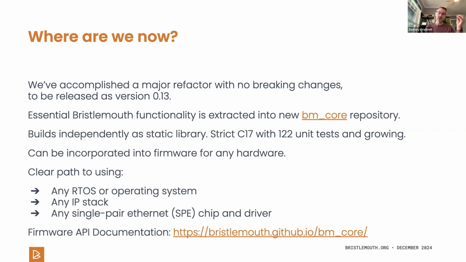And what we did was we took the essential Bristlemouth functionality from the repo, the thing that makes a thing Bristlemouth, and pulled those bits out into a new code repository on GitHub called BM Core. It builds independent of any app and of any board, any hardware, as a static library. It's strict C17, and has more than 100 unit tests.